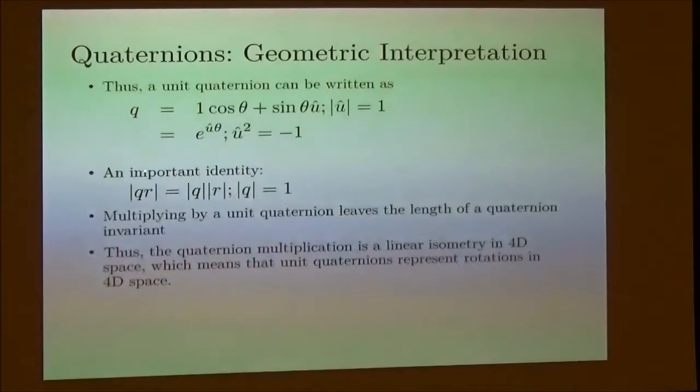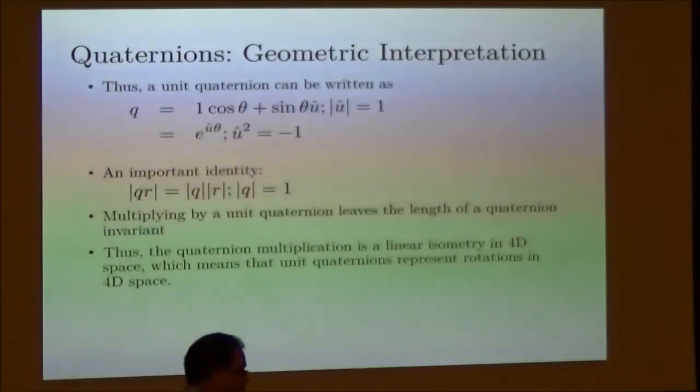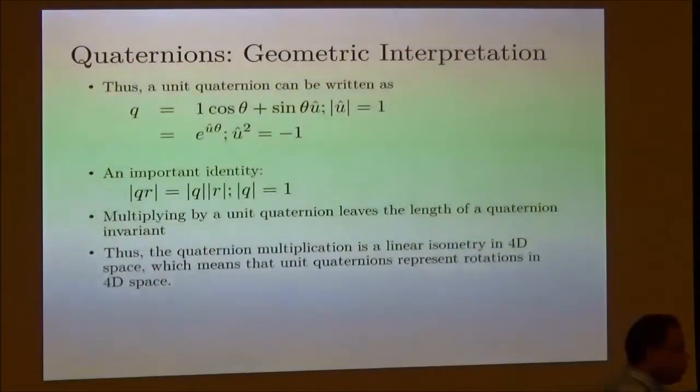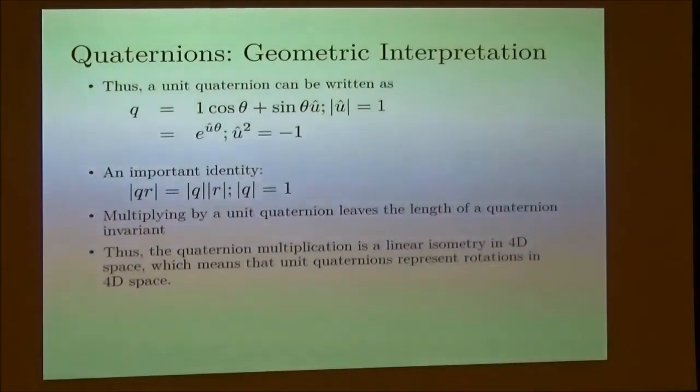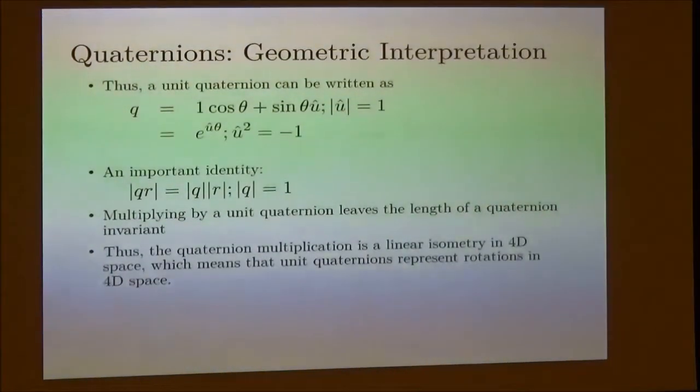Another important identity that we will use is that the norm of the product of two quaternions is equal to the product of the norms. So if you multiply a vector with a quaternion, let's say r is a vector and you have Q as a quaternion, then the magnitude of Q r is going to be equal to the magnitude of r. What this is telling you is that if you multiply a vector with a unit quaternion, the length does not change. Right? And that means that it's a linear isometry. In 4D, it's a 4D number, it's a linear isometry because it keeps the length constant, there's a linear representation for it. And the only linear isometry you have in 2D or 4D is a 4D rotation or a 2D rotation. So that means that a unit quaternion should represent 4D rotations, not 3D rotations as such.